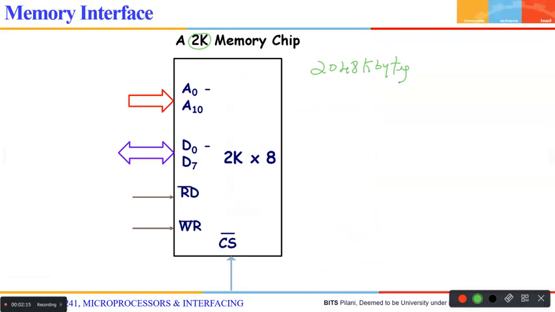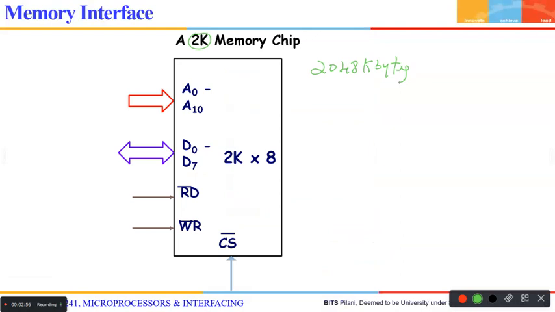Now, to address 2048 locations, how many address lines are required? I have told this many times. To address 2048 locations, what is the number of bits required? Come on, this is very bad. I have already told you. I want the answer from you. To address 2048 locations, 2K memory, how many address lines are required?